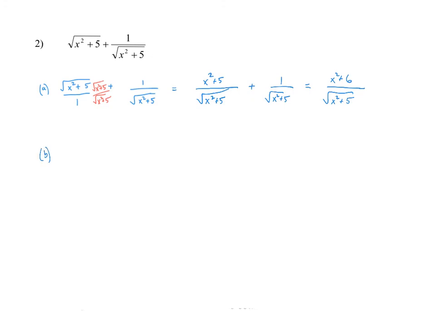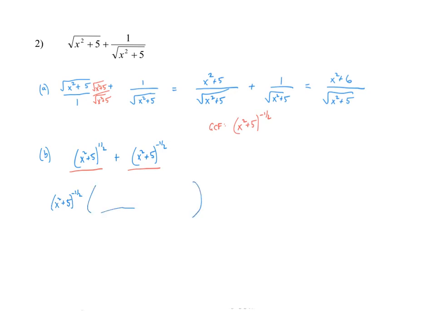For part B, it tells us to simplify by factoring. It might be helpful to rewrite these in terms of fractional exponents. So we have x squared plus 5 to the 1/2 plus x squared plus 5 to the negative 1/2. The common base here is x squared plus 5, so that means our GCF is x squared plus 5 to the negative 1/2 power. So we're going to take out an x squared plus 5 to the negative 1/2.